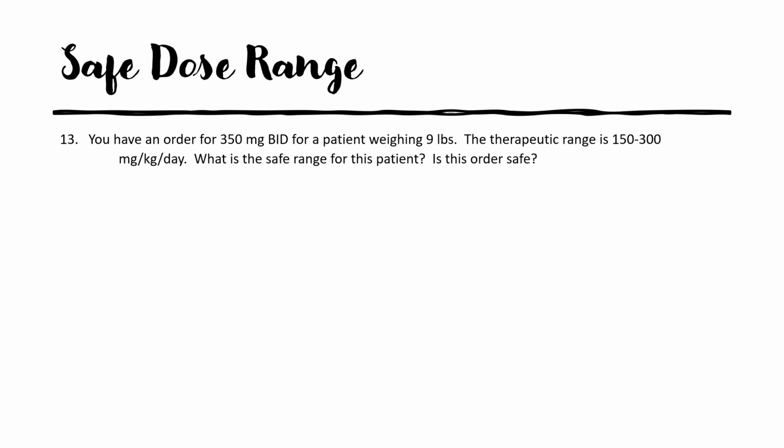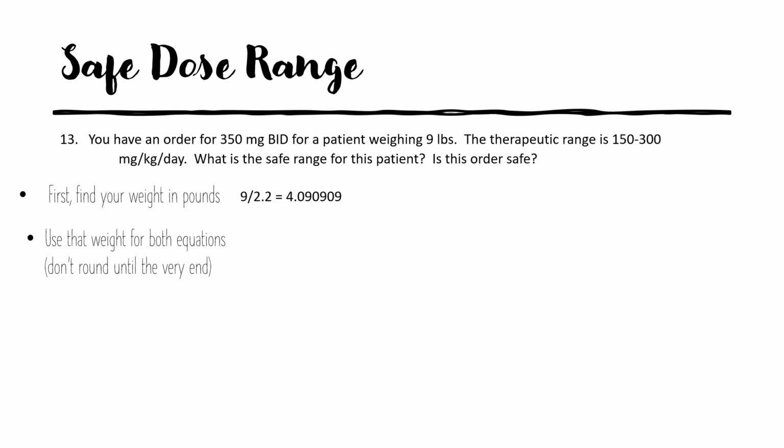And then I have safe dose range. So if I have an order for 350 milligrams BID for a patient weighing 9 pounds, and then I'm given a therapeutic range, first, find your weight in kilograms again. So 9 divided by 2.2, so 4.090909. Use that weight for both equations. Don't round until the end.